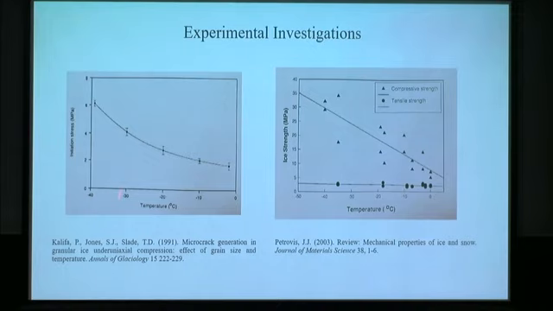Now these were the experimental data of Khalifa, Jones, and Slade. You can see that this data was quite old, maybe close to 25, 26 years ago. And here we have some similar results. Notice that this is not necessarily the nucleation stress, but it's really the ice strength versus the temperature.